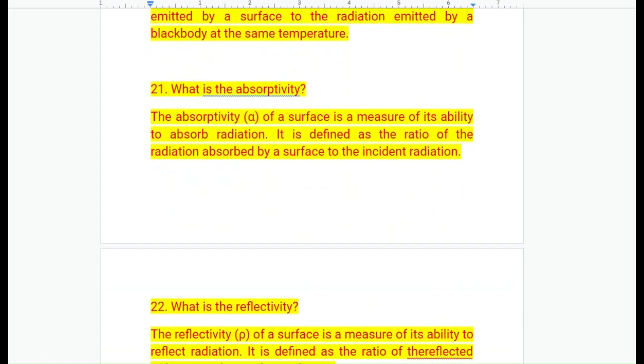20. What is the emissivity? The emissivity, epsilon, of a surface is a measure of its ability to emit radiation. It is defined as the ratio of the radiation emitted by a surface to the radiation emitted by a blackbody at the same temperature.